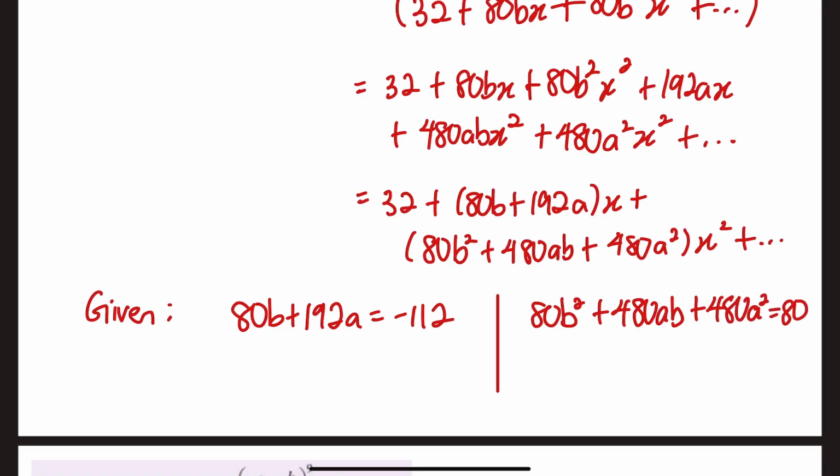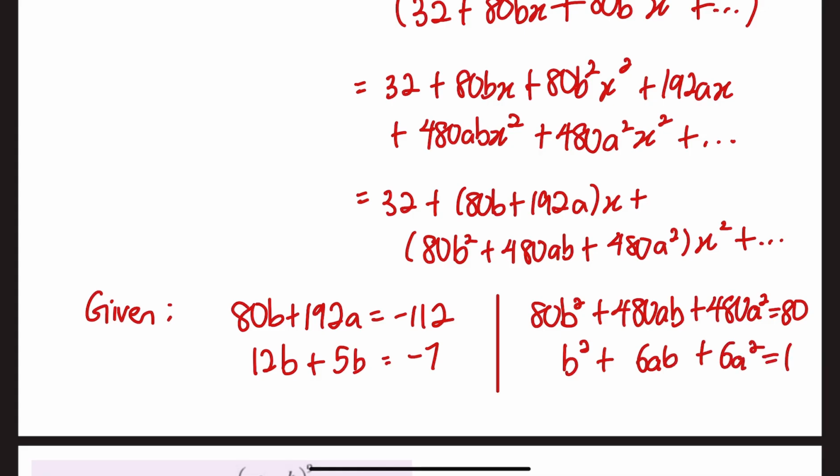Okay, numbers are very big. Simplify the numbers to make it easier. I'll get 5b plus 12a equals to negative 7. And in this case, here, divide by 80, I'll get b squared plus 6ab plus 6a squared equals to 1. Okay, so over here I have two equations. Equation 1, I call this here is equation 2.